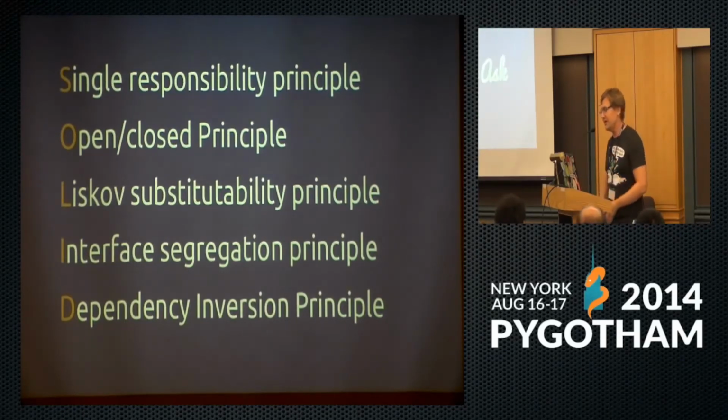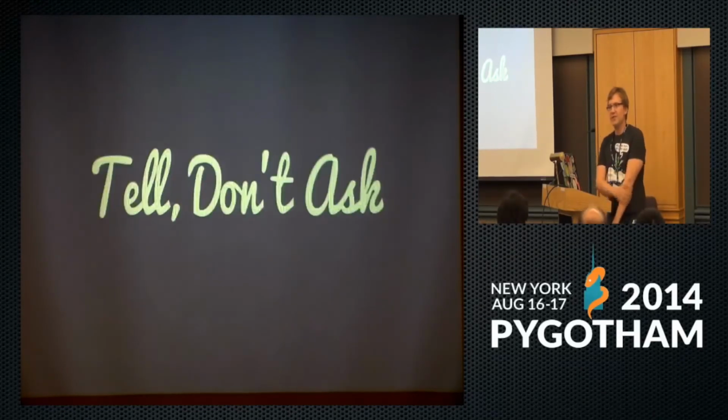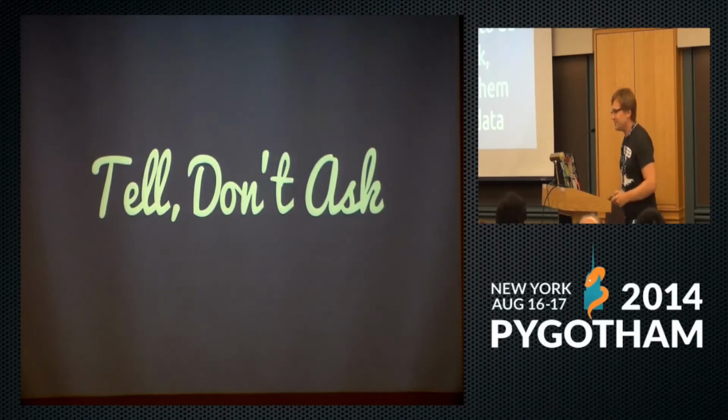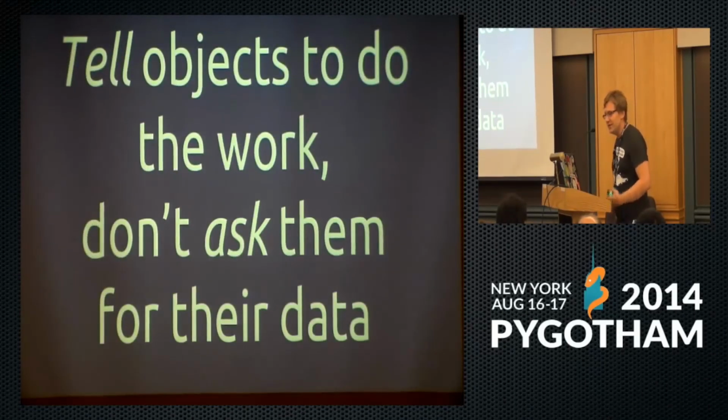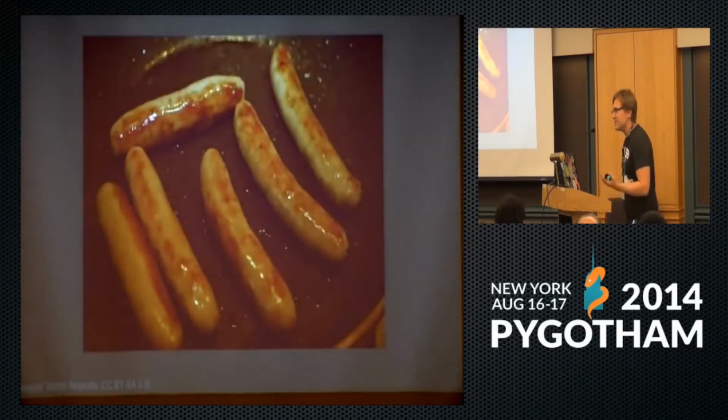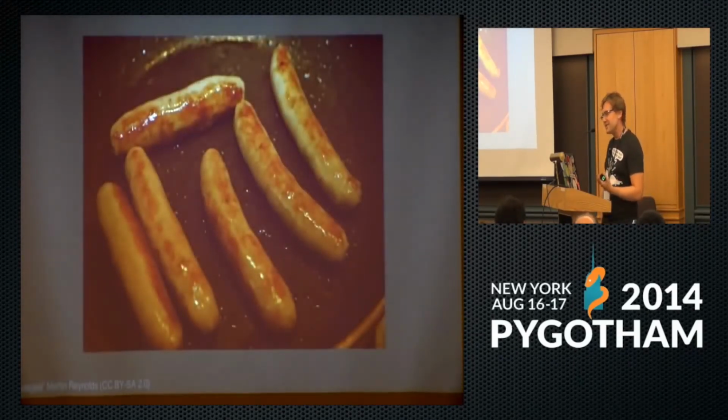There's one more for today, which I think is also very important, a little bit more intermediate level. So: tell, don't ask. Tell objects to do the work you want done. Don't ask them for their data. This one is really important. I mean, basically, if you have a butcher that makes great sausages, you tell him to make you some sausages. You don't ask for casings and pork. It makes sense there, but we tend to do this in code all the time because it's so easy.